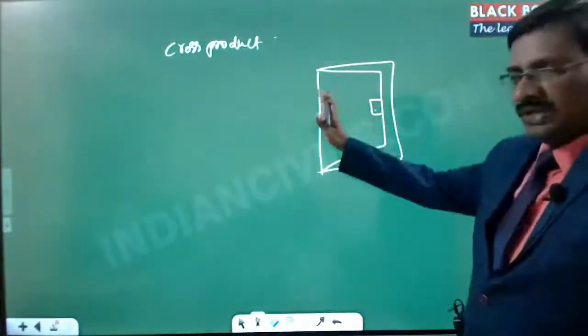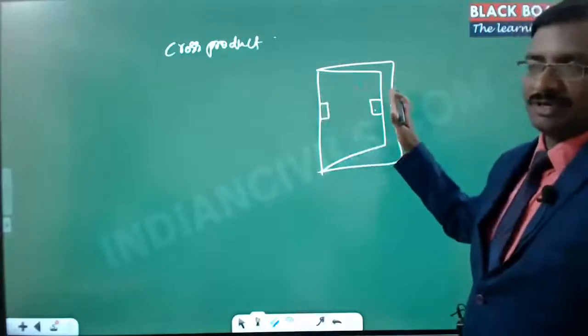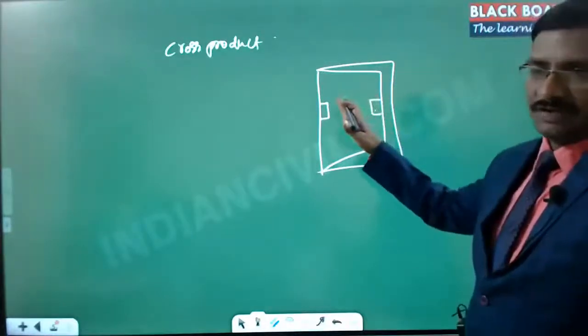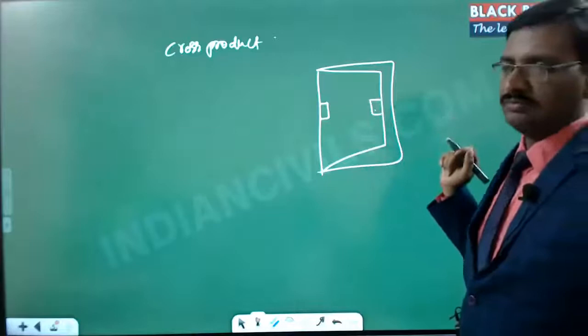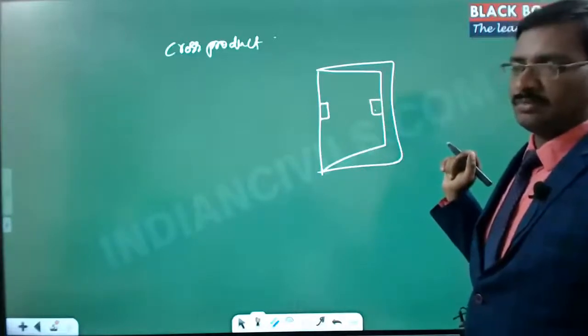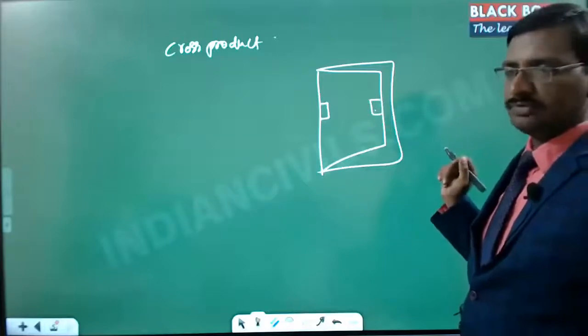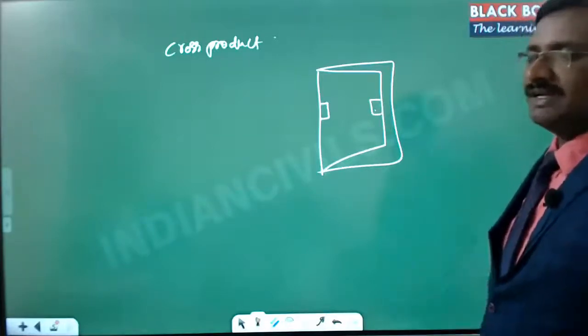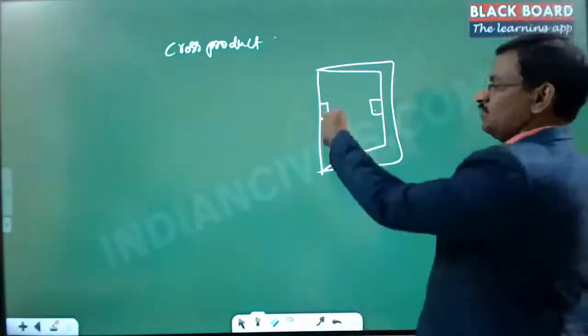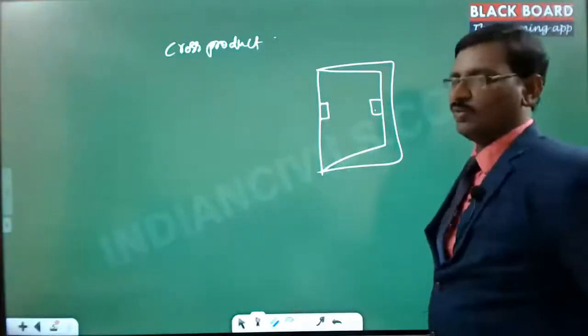If I keep the hook here rather than at this particular end, are you facing difficulty in opening the door? Yes or no? Obviously, right? There is a very big difficulty you are going to face if you want to open the door. Obviously, you can't even open it.